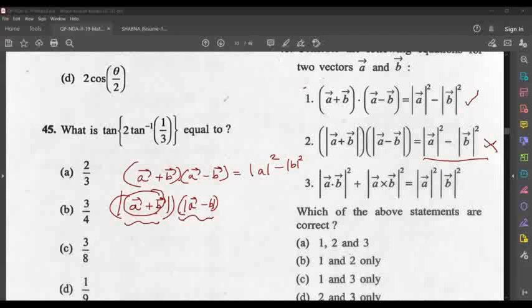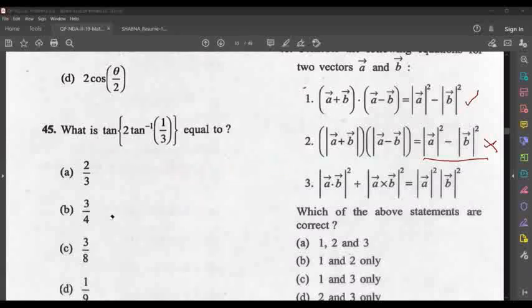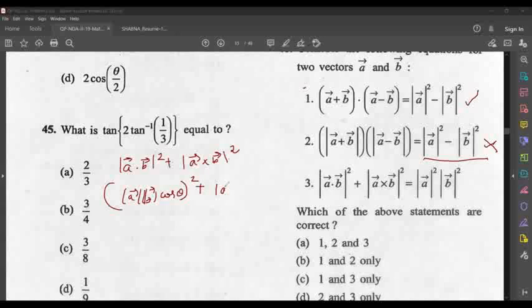Now, what about the third equation? The first equation is correct, the second equation is wrong. The third equation is the magnitude of A dot B squared plus the magnitude of A cross B squared. What is A dot B? A dot B is AB cos theta, isn't it? So AB cos theta squared, plus A cross B, which is AB sin theta squared.